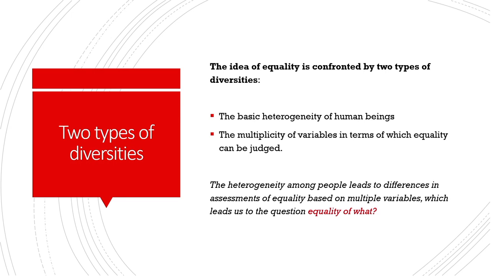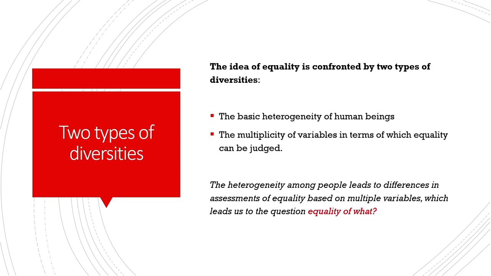Now, Sen talks about two types of diversities. He talks about the idea of equality as being confronted by two types of diversities. He says that there is a basic heterogeneity of human beings, that human beings are intrinsically different from each other. And the second point is that there is a multiplicity of variables in terms of which equality can be judged.